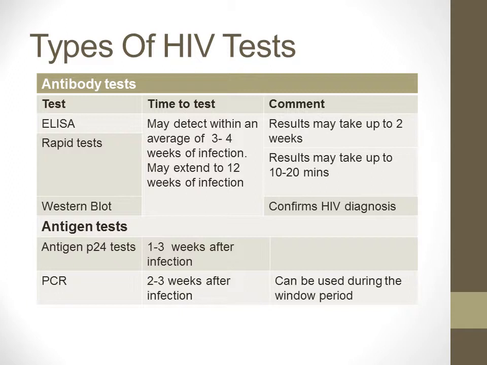The antigen test would detect antigens within 1 to 3 weeks of infection, and can be used during the window period. And this is particularly useful when you're testing infants who are perinatally exposed to HIV. That is because we want to detect the antigen and not the antibody which the infant may have acquired from the mother.